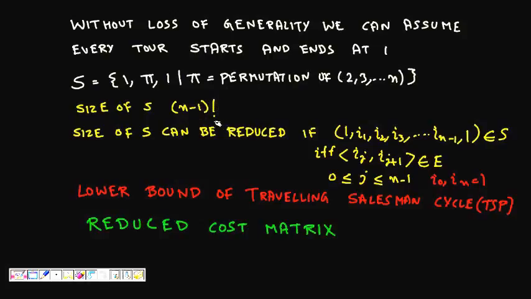But that size can be reduced because not all of these permutations are edges. So 1, I1, I2, I3 till In-1, then 1. This is the permutation, and it is a valid permutation only if (Ij, Ij+1) belongs to an edge. So all these should belong to an edge, then only you can have a valid tour.